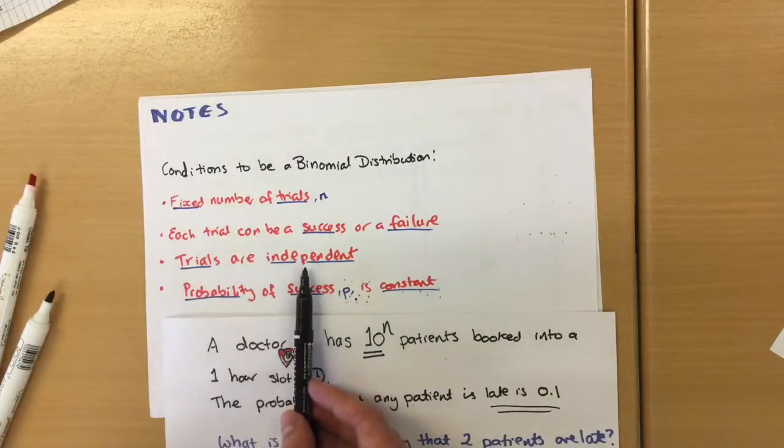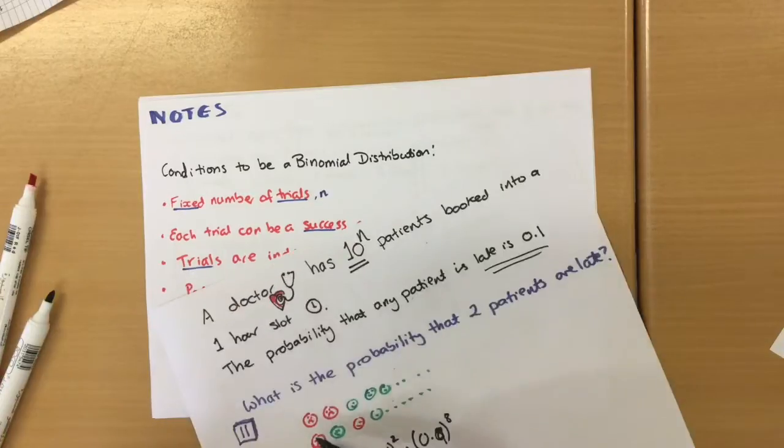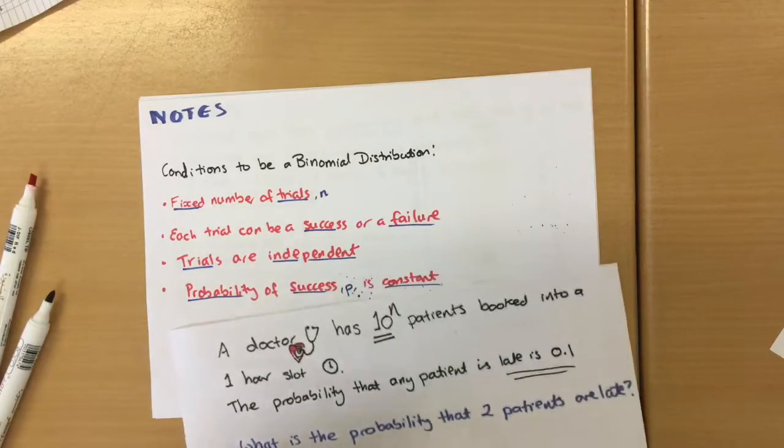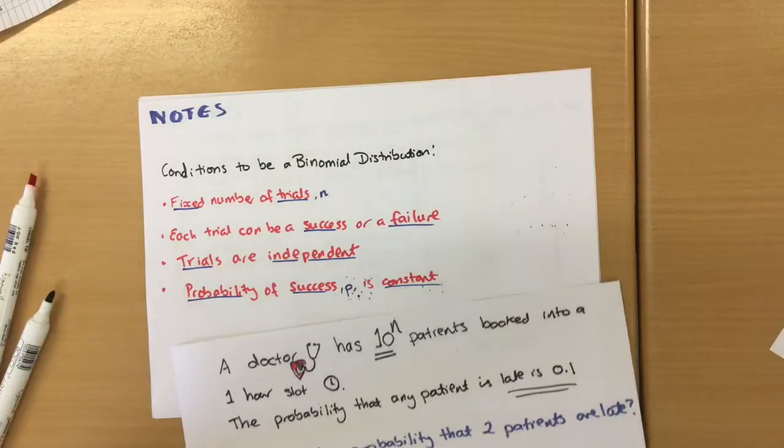Trials are independent, so the fact the first patient is late doesn't have any impact on whether the second person turns up on time or not. So each person is an independent event happening.